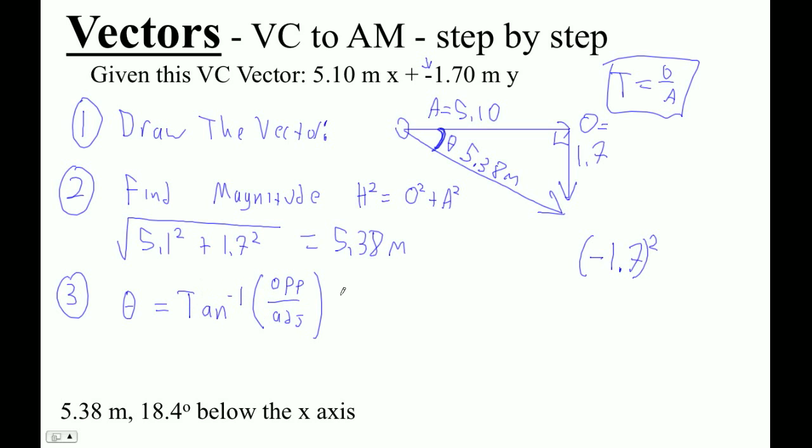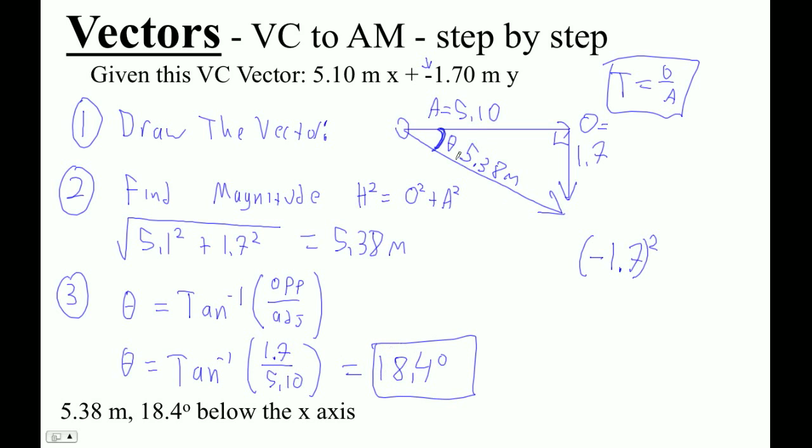So finally we use the TOA of SOHCAHTOA. That angle is going to be the inverse tangent of the opposite side, 1.7, over 5.10. So let's do that. Second tan of 1.7 divided by 5.1, and I get about 18.4 degrees.